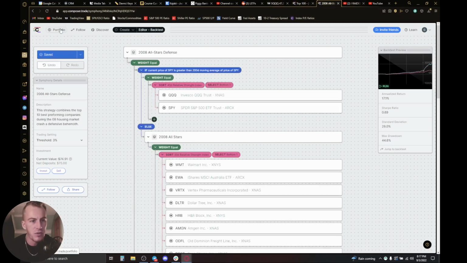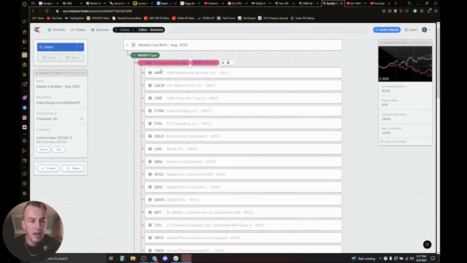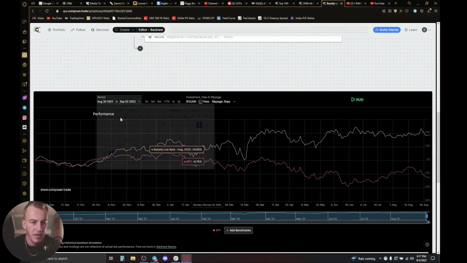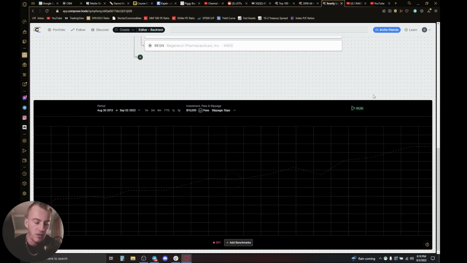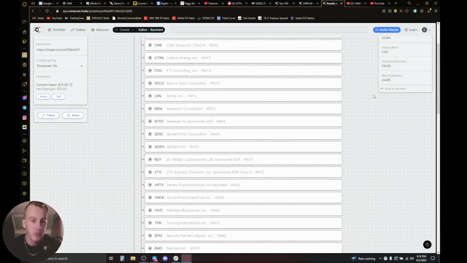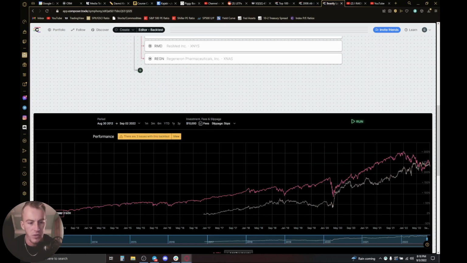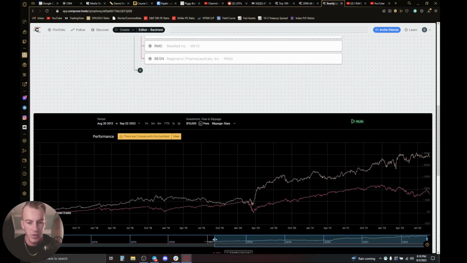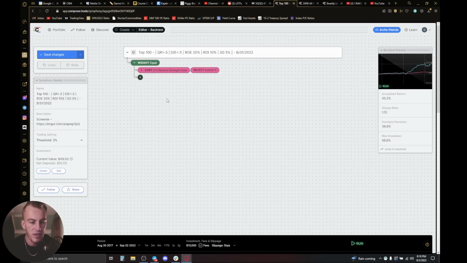And then the other strategy we're going to look at is the 2008 All-Star Defense. And I think I'll show you guys one more. This is the beastly low beta strategy, and I will explain what beta is, but essentially it is a measurement of how much a company is influenced by the US stock market or the overall stock market. And these companies specifically have extremely low betas, and they really don't care what the overall stock market is doing. They're just going to do what they want to do because they're not heavily correlated. And you can see that in this strategy design as it continues to go bullish even as the stock market is going down. But let's start with the top 100 strategy.